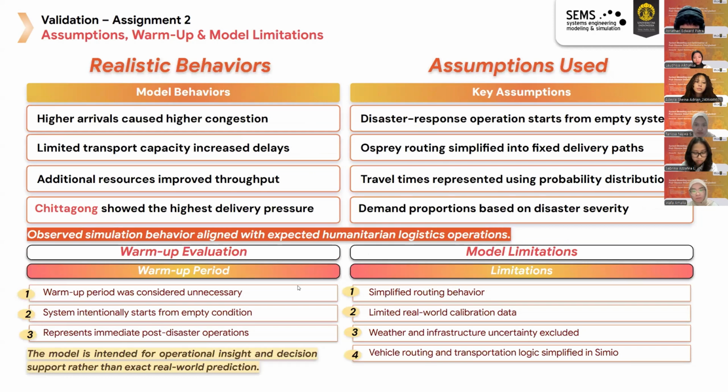Next, this is the realistic behavior of the model and the key assumptions that we use. Higher arrivals cause higher congestion, limited transport capacity increases delay, and additional resources show the highest delivery results. This is what we conclude from the key assumptions and the model behavior from assignment 2.